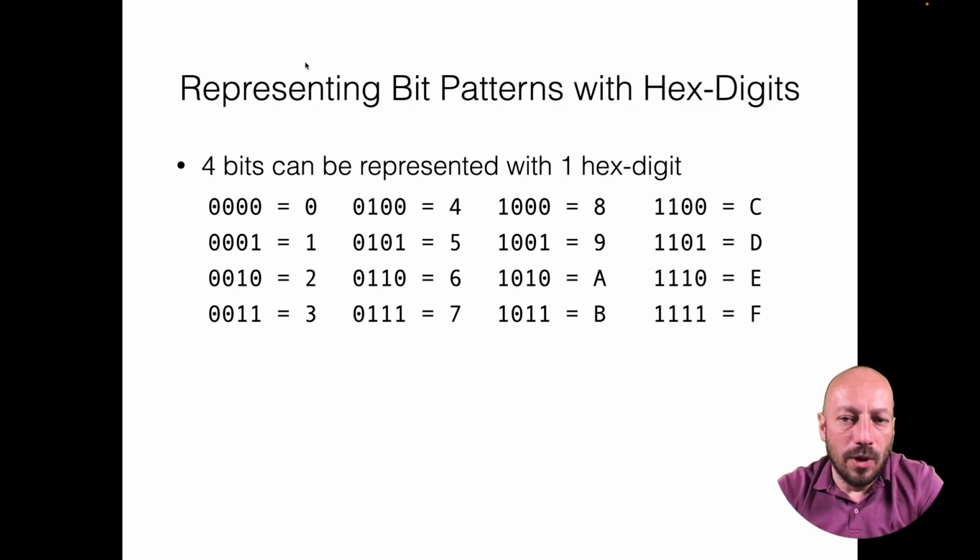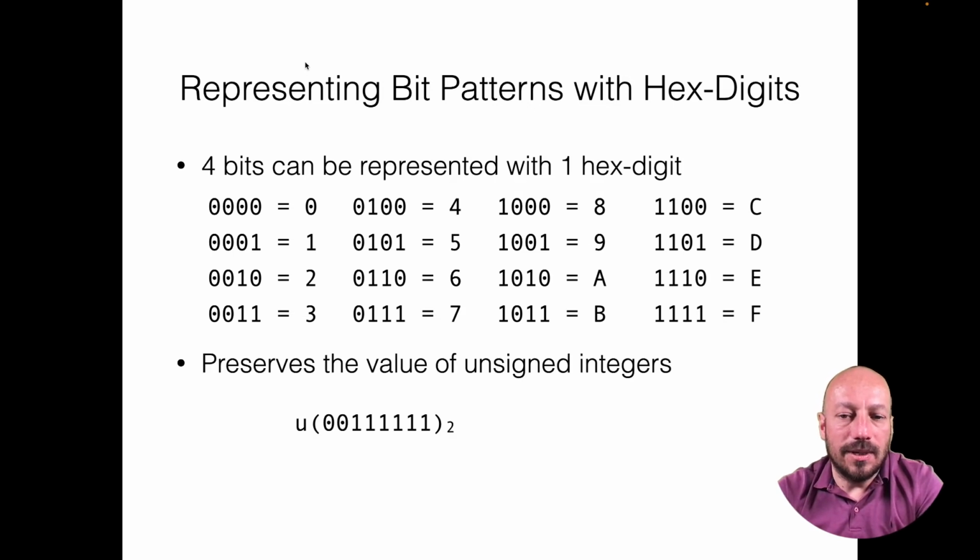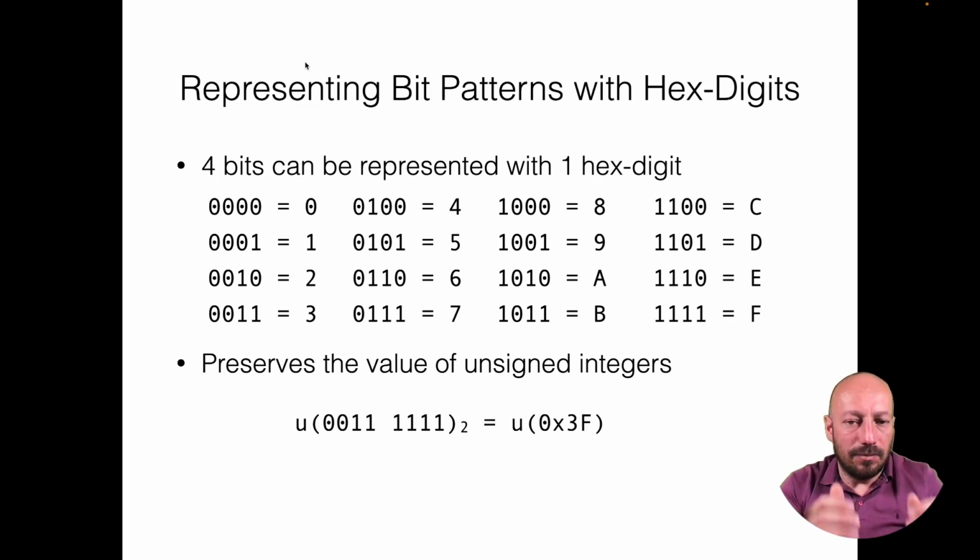And I also will show you how you can then represent the 8-bit pattern with 2 hex digits. And this is done by grouping this bit pattern into groups of 4 bits, like that. And then each group can be represented with 1 hex digit. So in this case, the first group with the hex digit 3 and the second group with the hex digit F. And also here, if you have a group with 8 bits or any amount of bits, the unsigned value gets preserved. So the unsigned value of the bit pattern equals the unsigned value of the hex numeral.